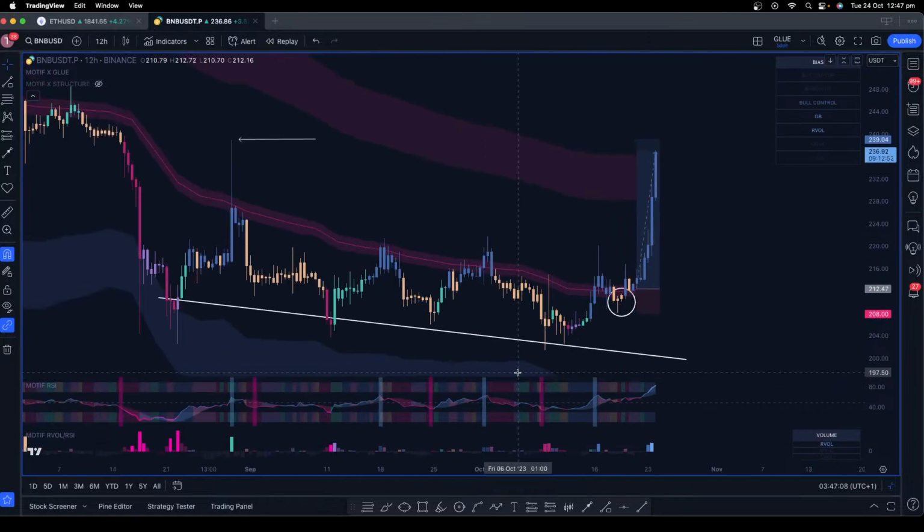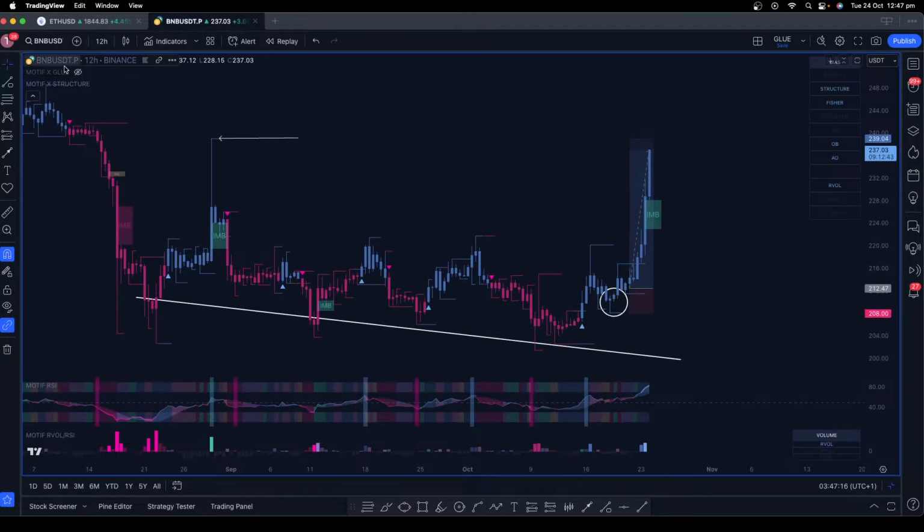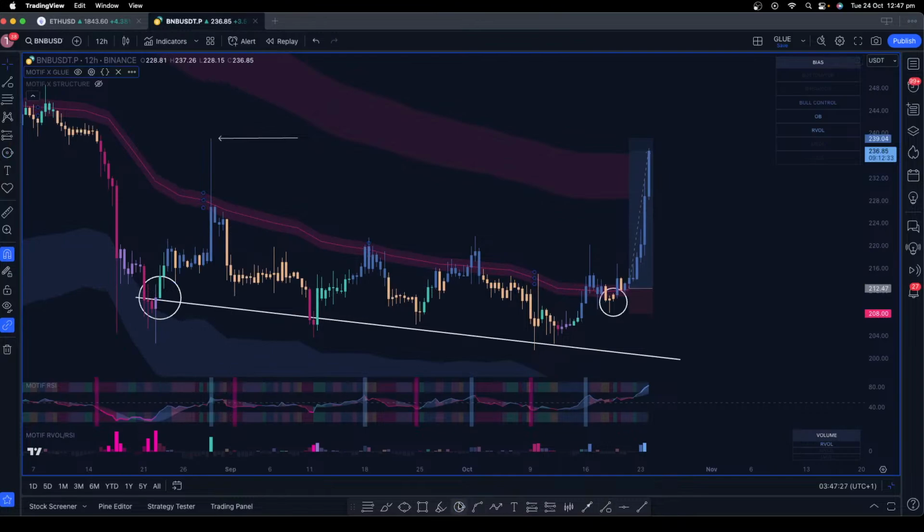Again, I was looking at this reversal. Saw this deviation. The one thing that really gave it away was the structure. We've got this structure buy. But again, I'm not just buying structure without looking at other information. When I saw this, it worked here. And then it worked here. That was the bottom. Now we're going up.